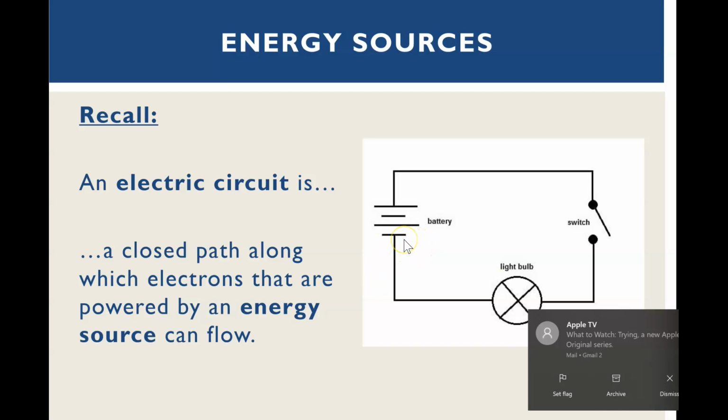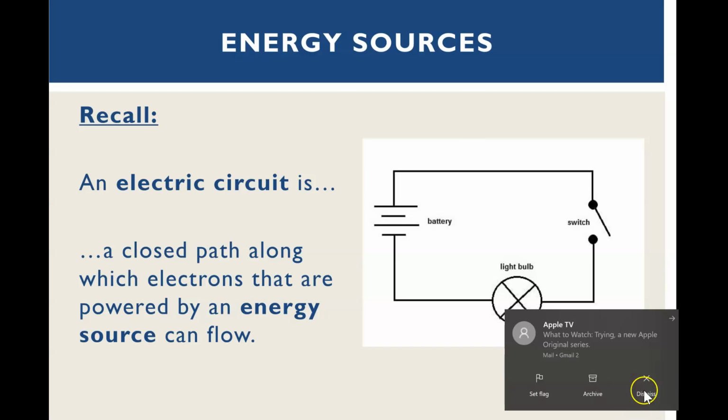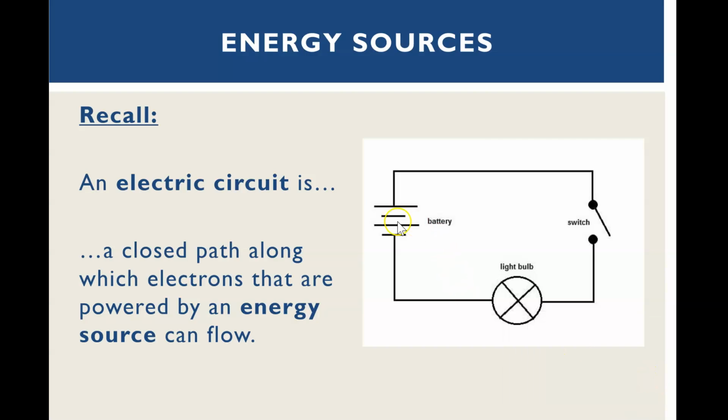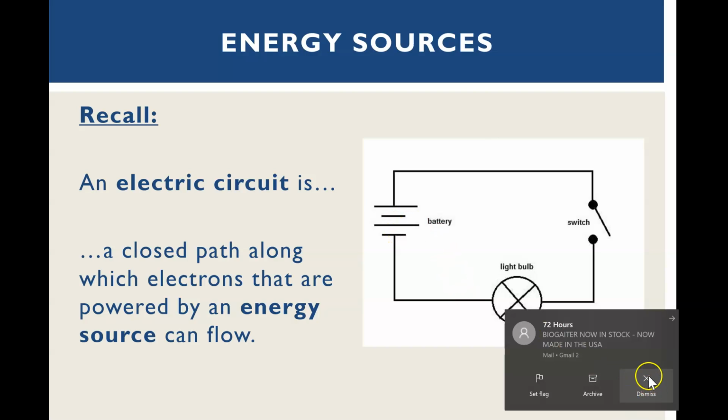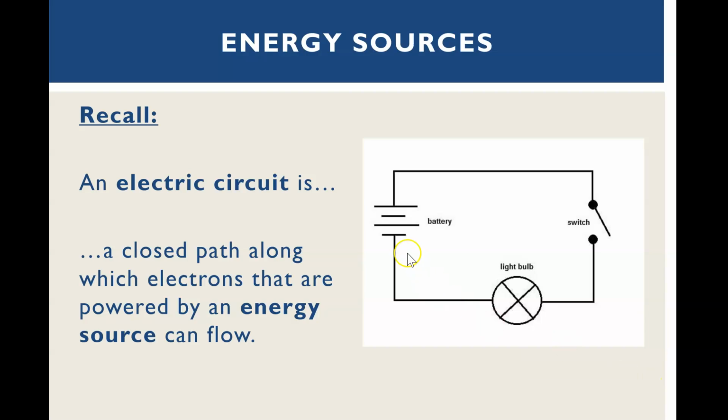And so we also know that the electrons are going to move from the negative terminal of the battery or cell around the circuit, and complete it, ending up back in the positive terminal of that cell or battery. So in this case, it's a battery.